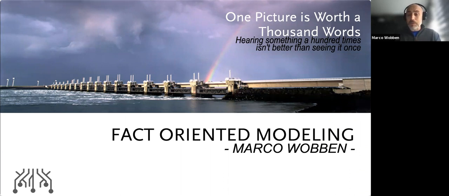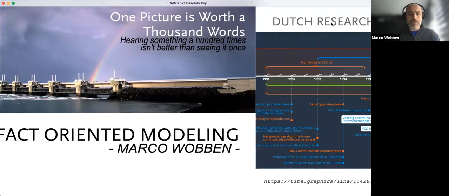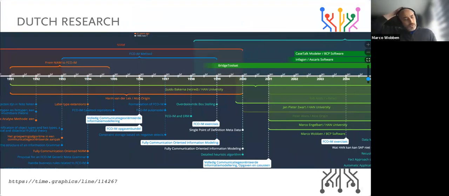And we're going to talk about why we need something other than just drawing pictures. Let's see if I can proceed to the next slide. There it goes. Yes. So we're going to talk about the FCO-IM flavor of fact-oriented modeling, which stands for fully communication-oriented information modeling.